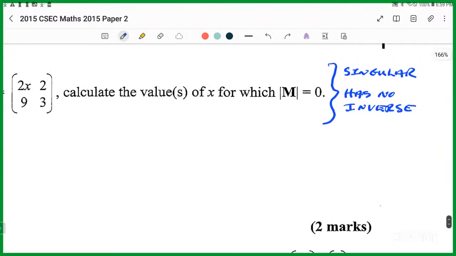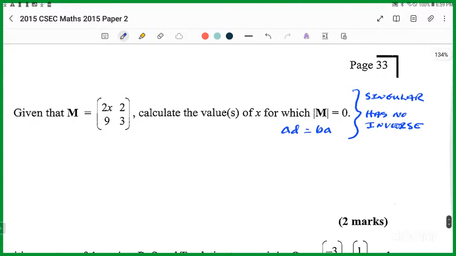And when that is the case, where the determinant is 0, it means that AD is equal to BC, meaning that this diagonal product becomes equal to this diagonal product. That's why they become equal. That's why the determinant is 0. Because if this diagonal and this diagonal are the same, then when you subtract them, that's when the determinant becomes 0.